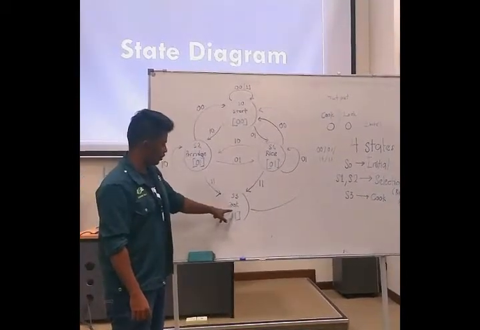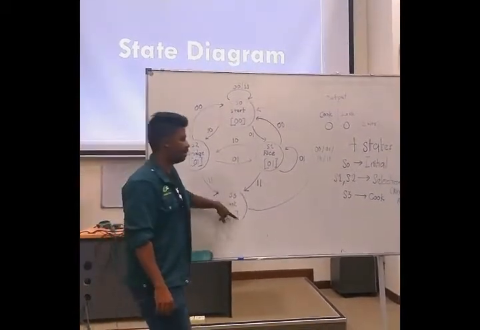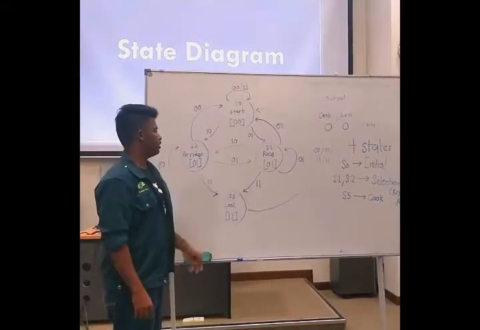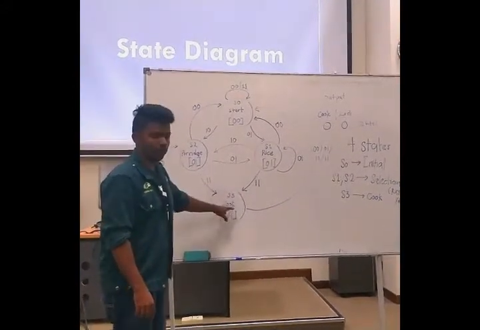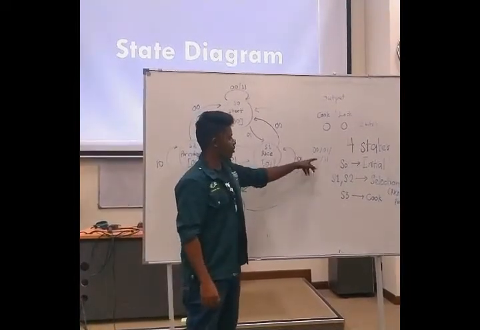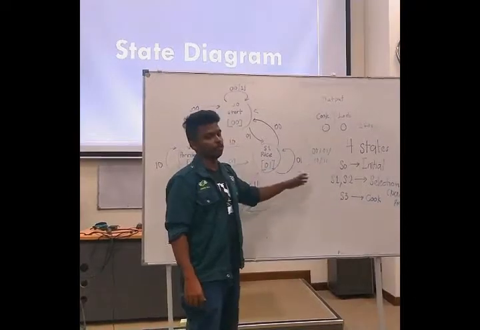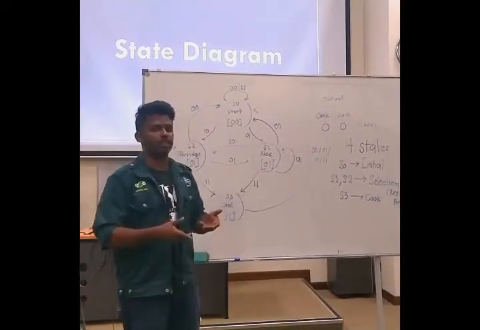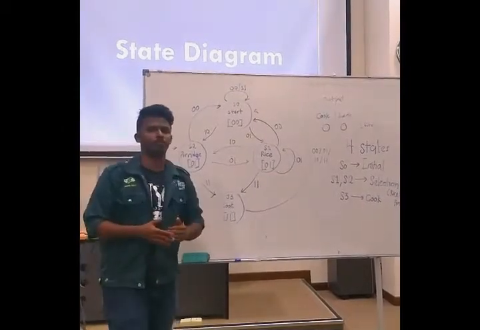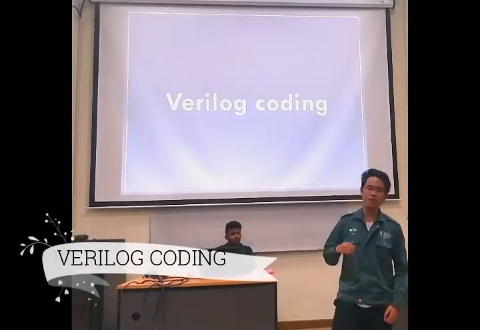After the cooking, it will reset and go back to the initial state, which is start. So the input after the cooking state is 00, 01, 10, 11. Whatever it is, it will just go back to the start, which means the reset. So that's it for me. Thank you. I'll be explaining the Verilog coding.